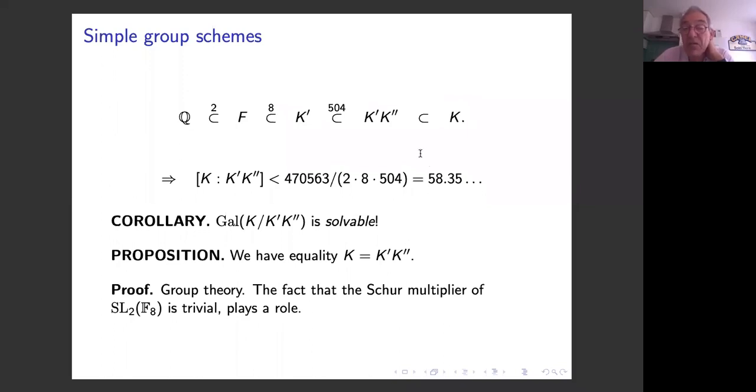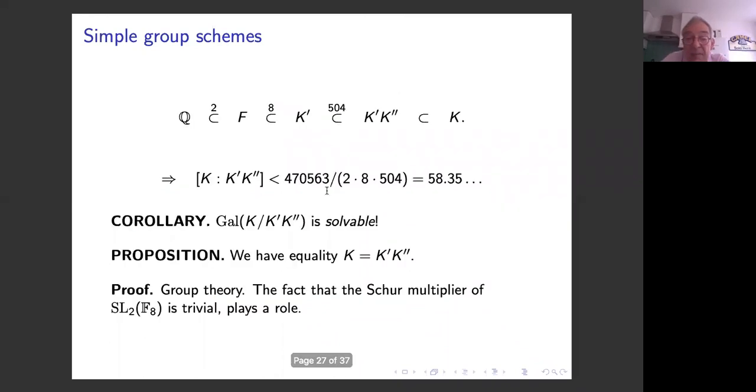And then you can prove, once you know this is solvable, since this is maximal solvable, with a little bit of group theory, that this must be equal. It means that we actually know the field that we get. It is the composite of the maximal solvable extension of degree 8 and our SL2(F8) extension.